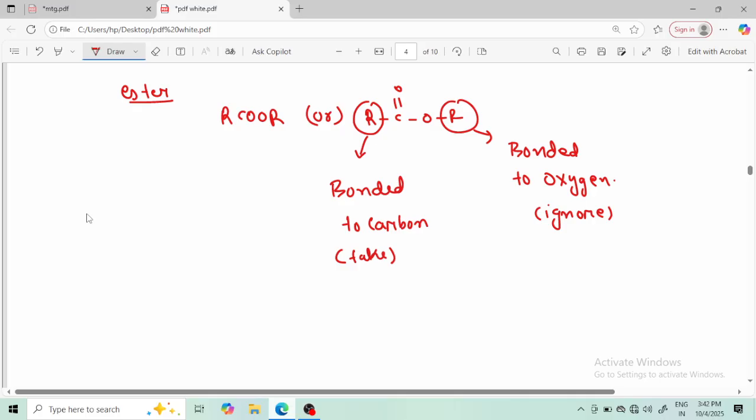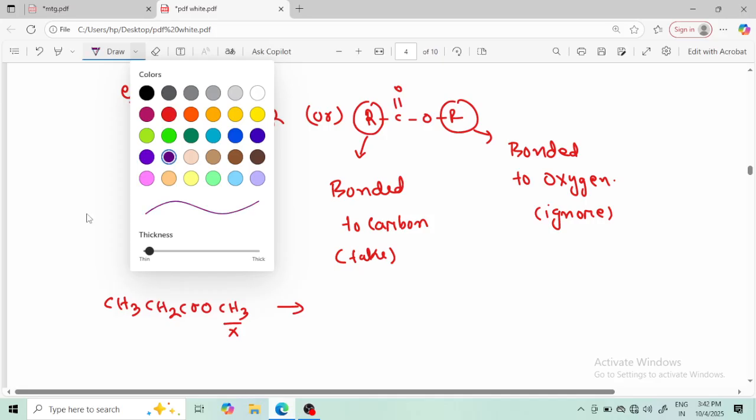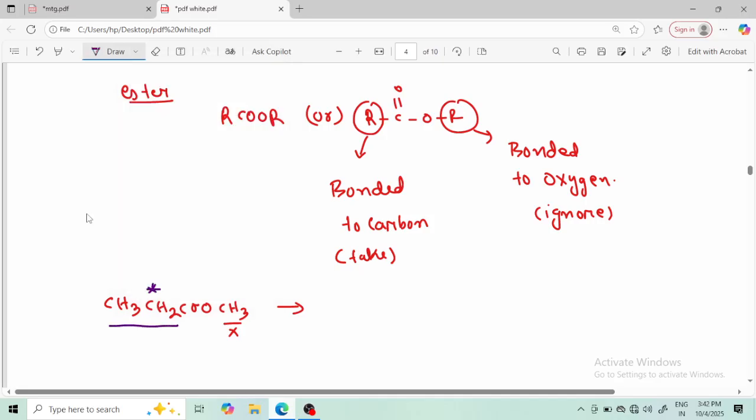Let's do some example. Suppose I am giving CH3 CH2 COO CH3. So this part you will ignore because it is bonded to oxygen. So which part you will take then? You will be taking this part and this will be your bonding side, okay. So your answer will be C double bond O and then CH2 and CH3.